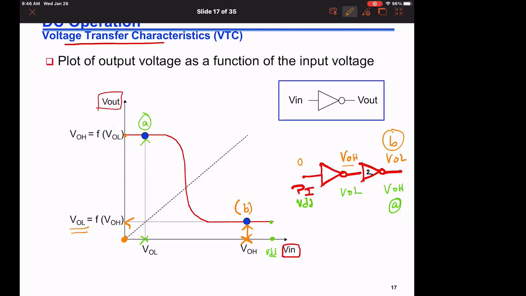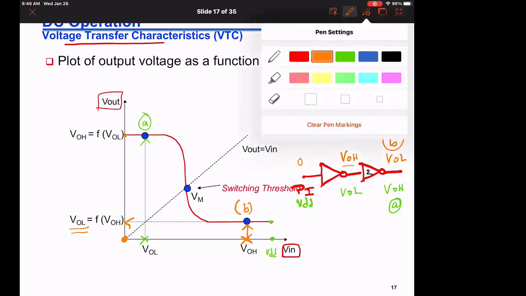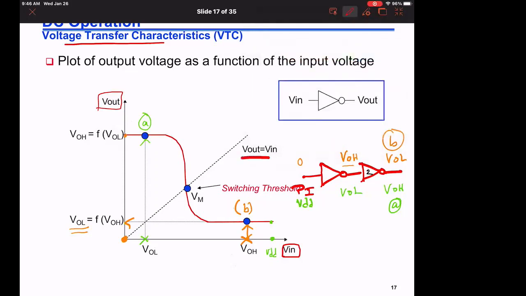These are two important points. One other important point for the circuit is the point where Vin equals Vout. The point where Vout equals Vin is equal to Vm for this circuit. So at this point, Vm, the input is Vm, and the output corresponding to this point is Vm. We call it the switching threshold.